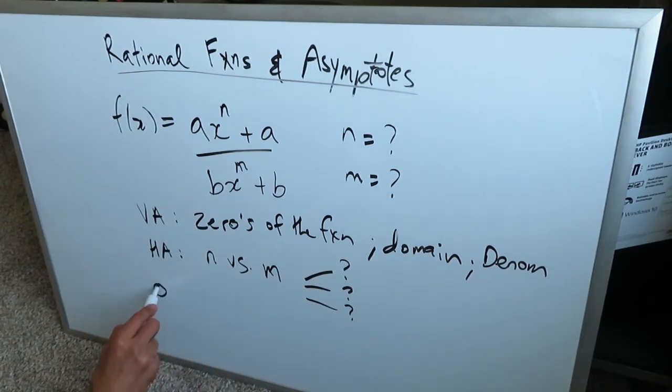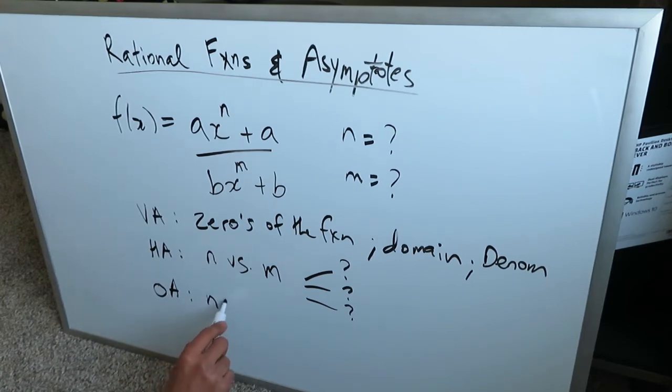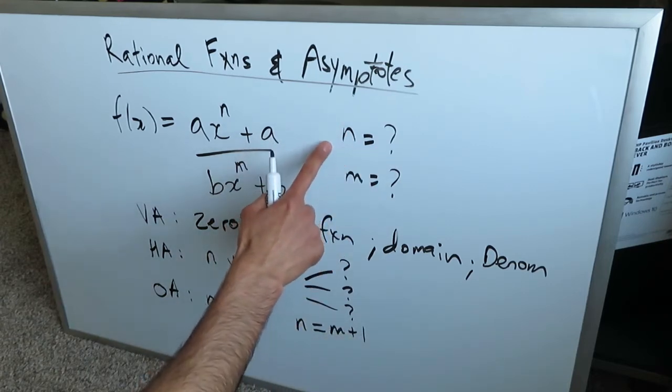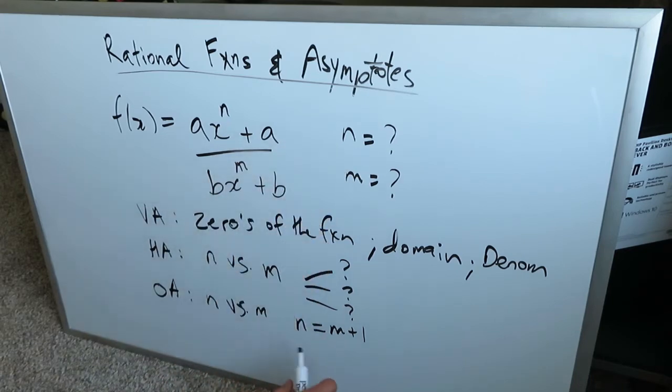Lastly, the oblique asymptote determination will again involve the comparison of n versus m, but in a very specific manner. Here, n must be 1 more than m. If it's 1 more than m, you'll have an oblique asymptote, right? If, supposedly, n is 3, m must be 2, because 2 plus 1 will give you a 3, and then we'll determine that.